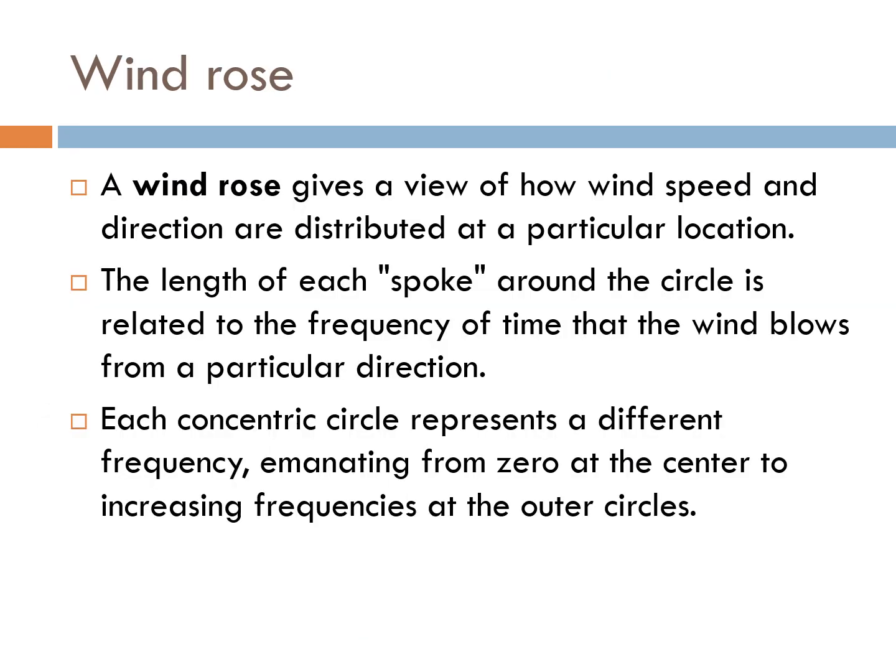Other than the direct observation of waves, as mentioned, whether it's done in coastal area or in offshore region, observation of wind is one of the most important data because waves are generated primarily by wind forcing. So wind data which has been collected typically will be analyzed and presented using what we call a wind rose, which gives a view of how wind speed and direction are distributed at a particular location.